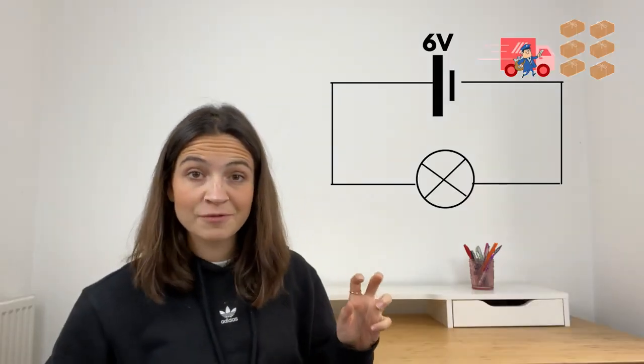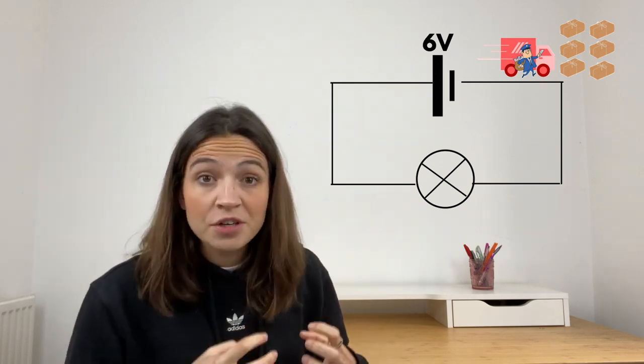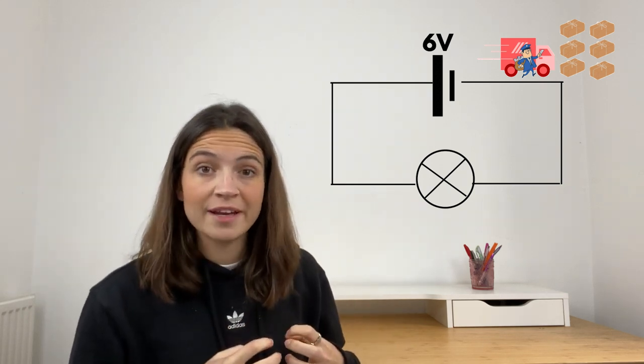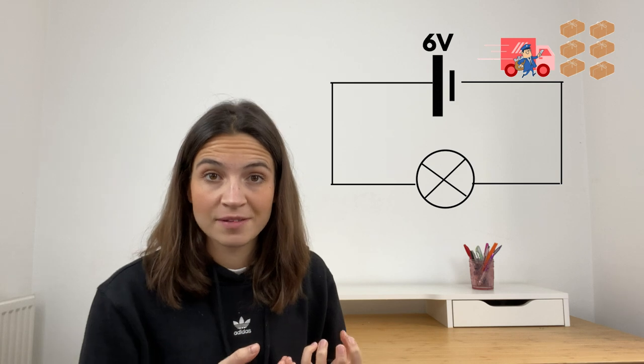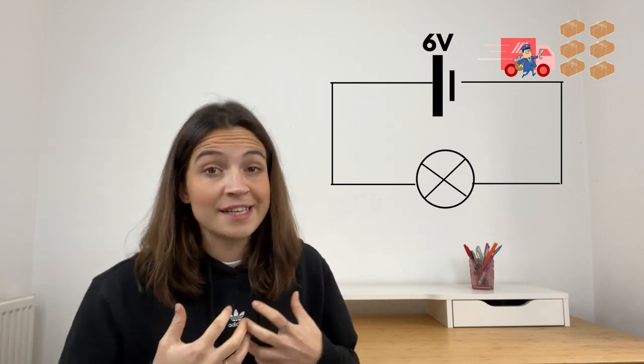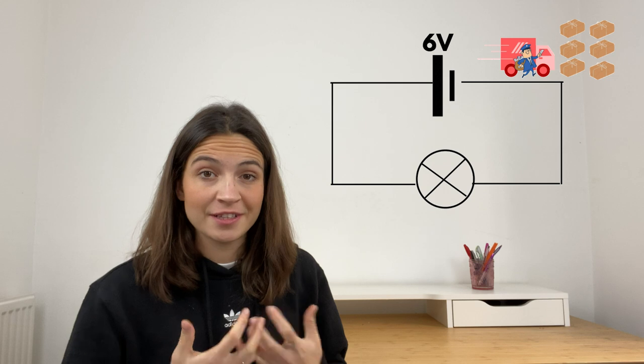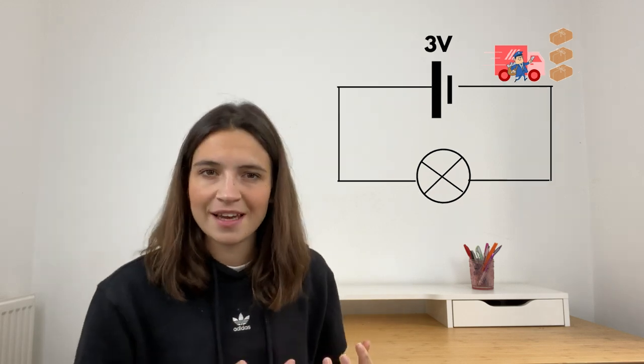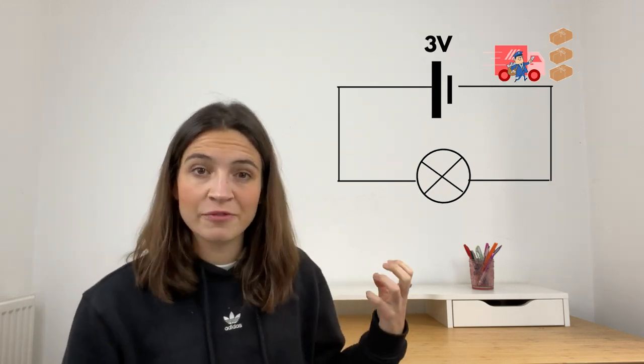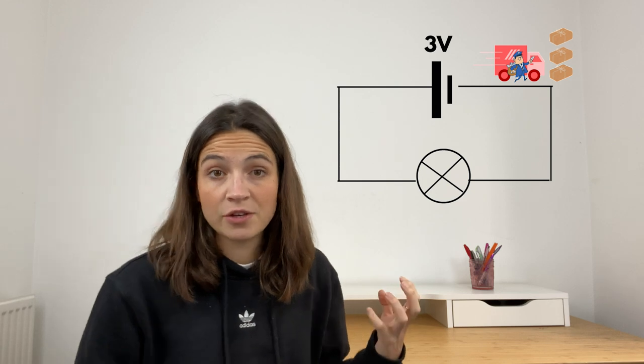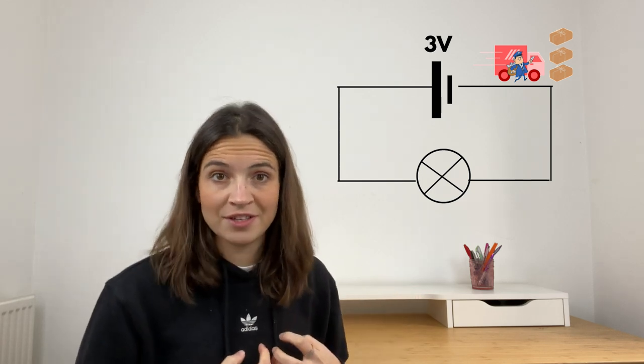Let's look at a circuit. I've got a circuit here with a 6-volt cell. So each coulomb has 6 joules of energy to give to the components. Or each postman has 6 packages to deliver to the house. In this next circuit, because my battery is 3 volts, this time each coulomb only has 3 joules of energy.